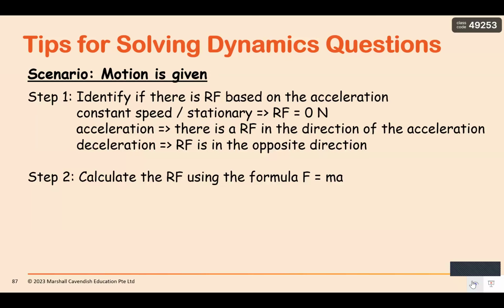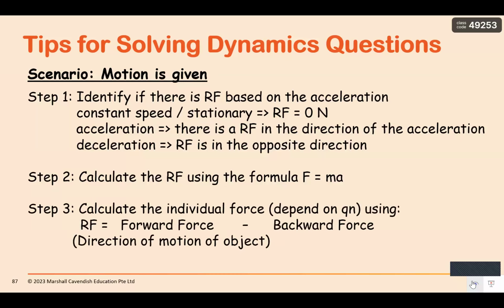Okay, after we calculate the resultant force, usually the question will not ask for just the resultant force. They will ask for one of the forces, which is not the resultant force. So we go into step number 3, where we calculate the individual force, depending on whether the question wants the forward force or the backwards force, using the equation resultant force equals to forward force minus backwards force. Take note that the forward force is the direction of the motion of the object. So if the object is moving up, then the forward force will be up. If the object is moving to the left, then the forward force will be the left.